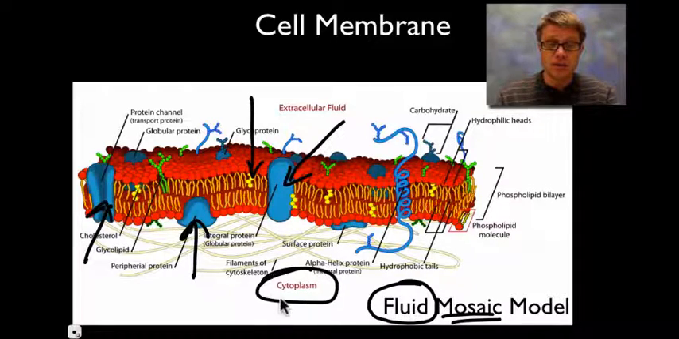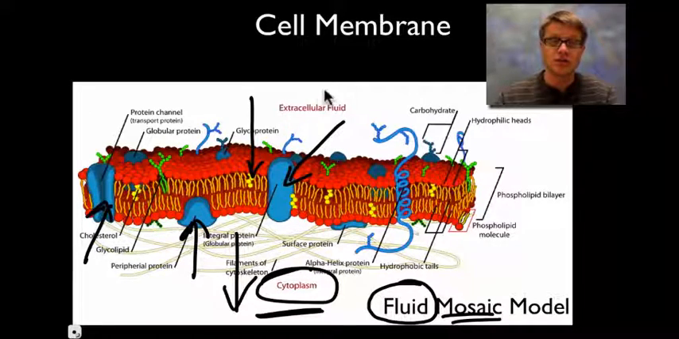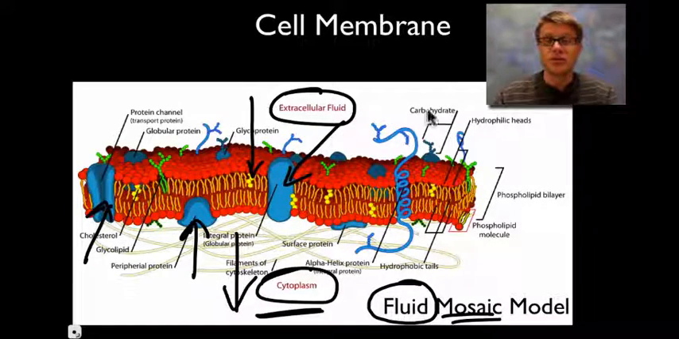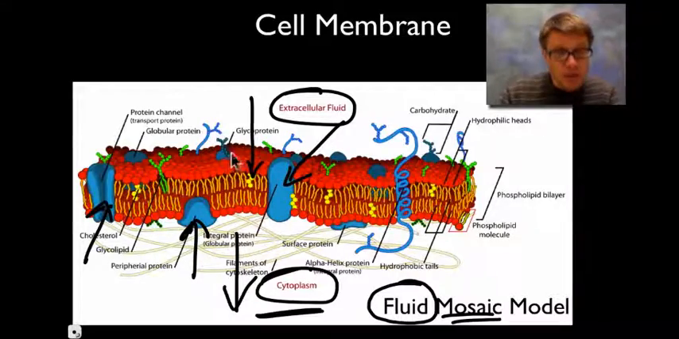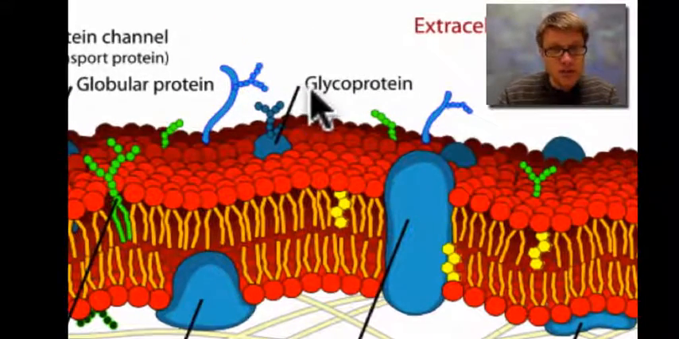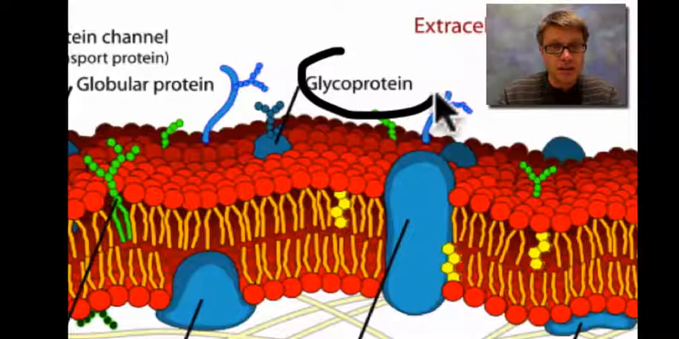And so to get your head around this, the cytoplasm is going to be down here. So this would be the cytoplasm, and this is going to be the cytoskeleton attached to it. And then the extracellular fluid is going to be on the outside. Now there are a few other things that you can see inside here. We've got this folded protein. Right up here, I can see this right here is called a glycoprotein.